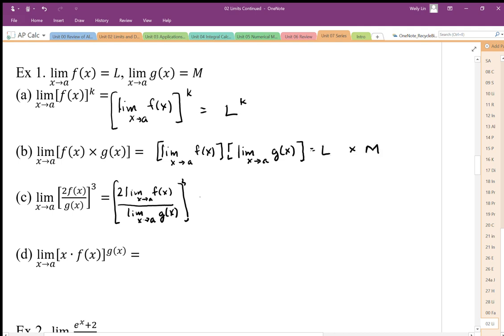Okay, so then this becomes 2 times L over m, and we can apply the power 3 afterwards. So it becomes 8L over M. So L cubed, M cubed.